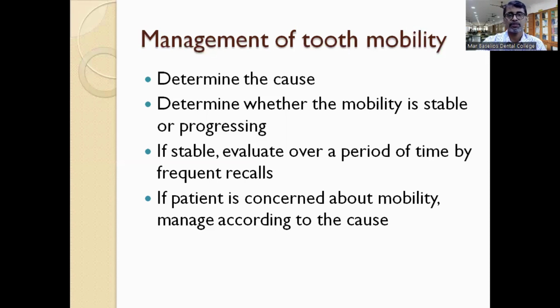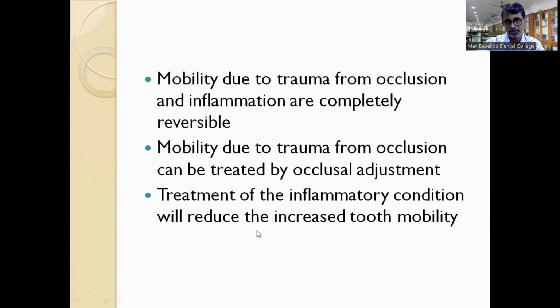Now, the second condition is progressive mobility. Progressive mobility means the mobility is increasing. Today you are checking the mobility, and next week or next month, when you check again, the mobility has increased. So it is a progressive mobility. Now, if the mobility is stable, evaluate over a period of time by frequent recalls. And if the patient is concerned about mobility, manage according to the cause.